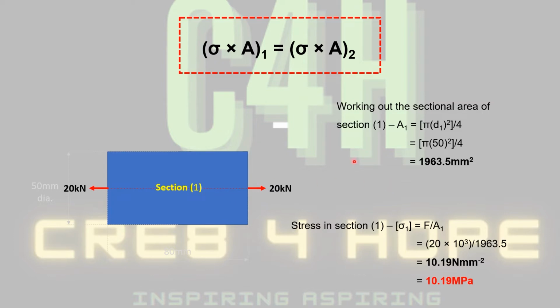Since we know what the force is and we calculated this cross-sectional area, we can then proceed to calculate the stress in section 1. So sigma 1 is equal to F divided by A1. F is equal to 20 kilonewtons, which is 20 times 1,000, or 20,000 newtons, divided by 1963.5. We do the computation and we get 10.19 MPa. Or if you want to express it as 10.2, feel free to do so.